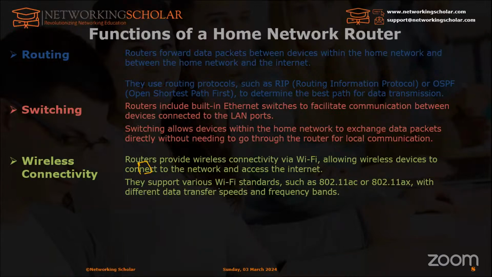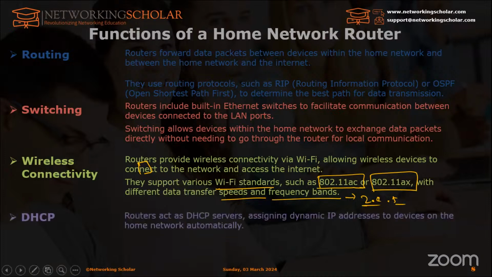It can support multiple wireless standards like 802.11 AC or AX with different transfer speeds and frequency bands. Have you already seen a dual-band router, 2.4 gigahertz and 5 GHz band? So these things are called bands.